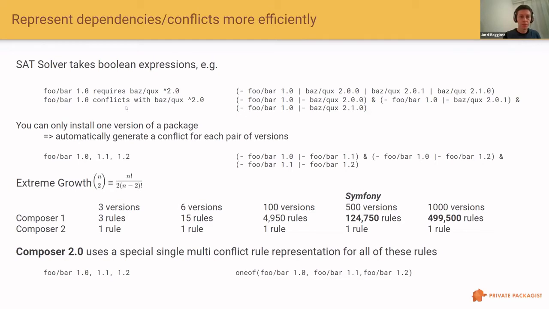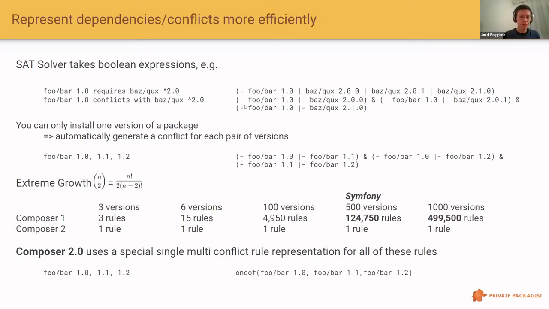Another example would be if you have a conflict. Same kind of relationship, but with a conflict you end up with 3 different rules here, which say that either foobar is missing or bazcooks is missing, in this version or that version or that version. So it's a set of 3 rules that say that either foobar is gone or bazcooks is gone.